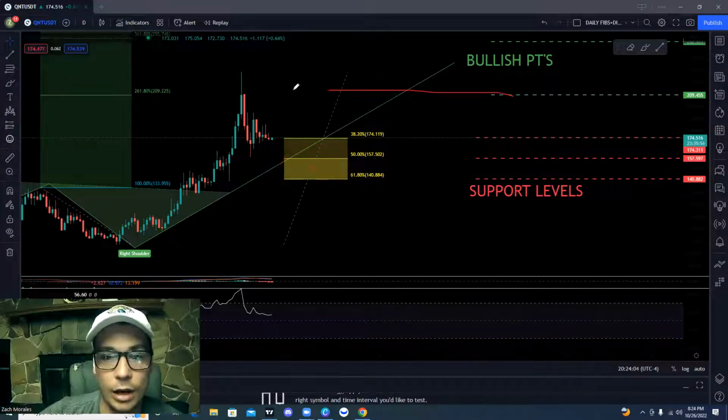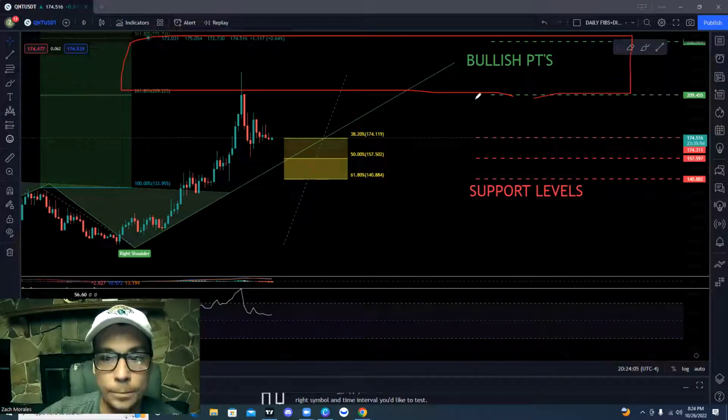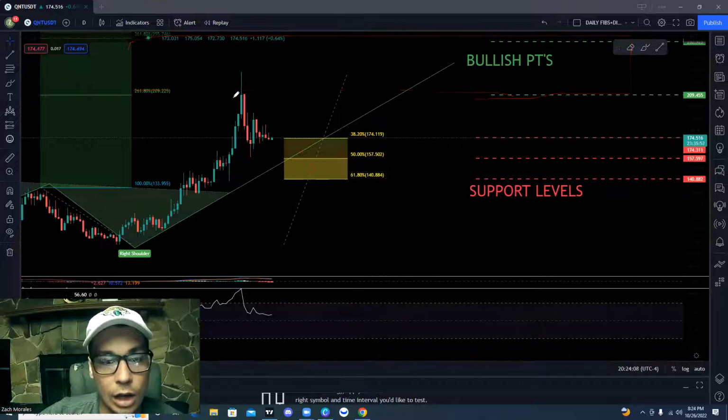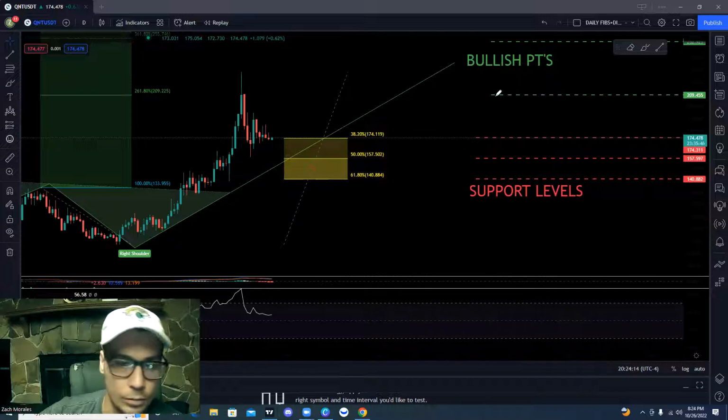And then this is going to be our overhead supply zones right here, where there's going to be a large amount of sell orders coming in, and taking profit or shorting at these levels, right?